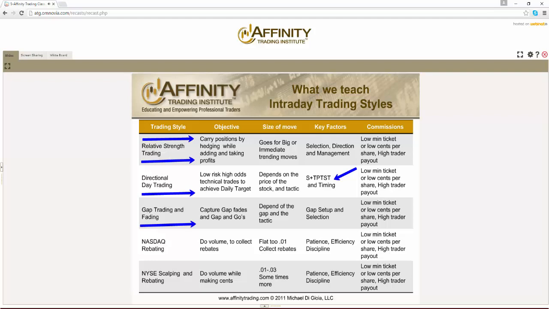We also teach scalping and some rebating. Okay, which explains the visit to the floor, right? And that style of trading, it's patience, efficiency, discipline. We teach all kinds of routing as well, because that's very important in trading. You save cents, makes dollars.